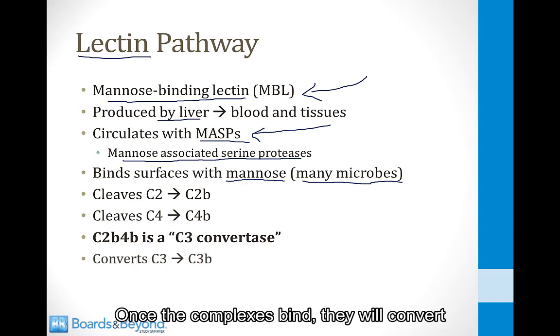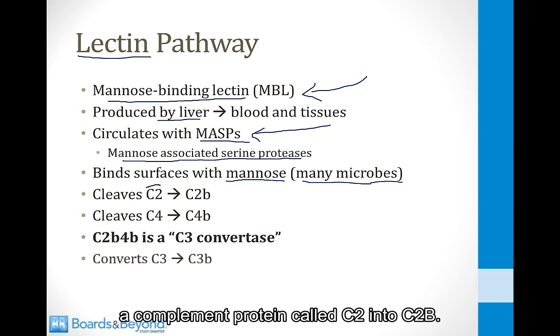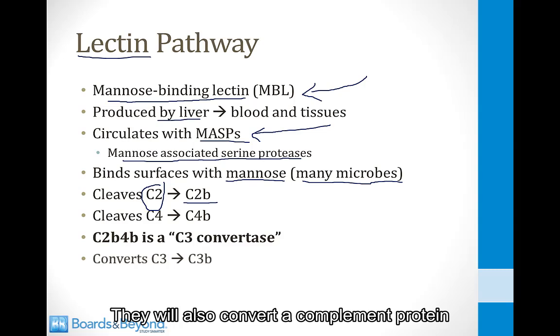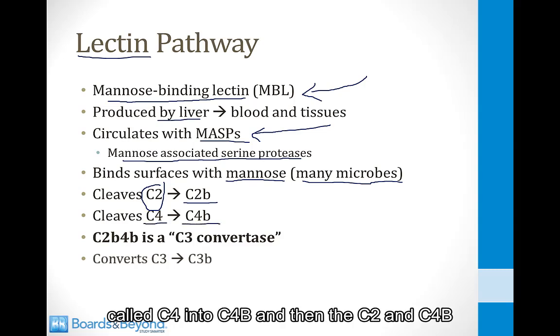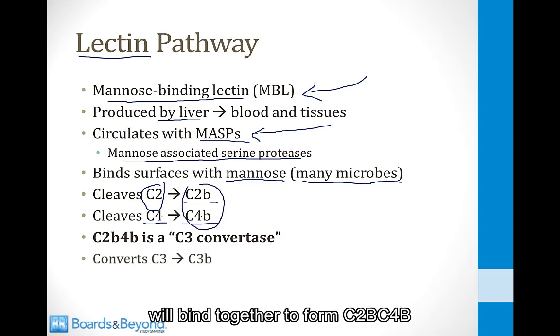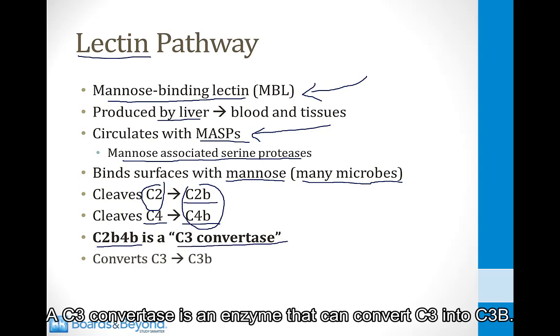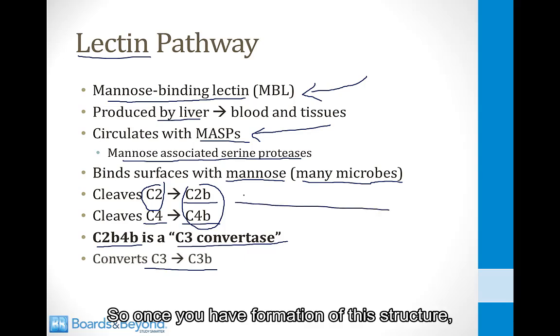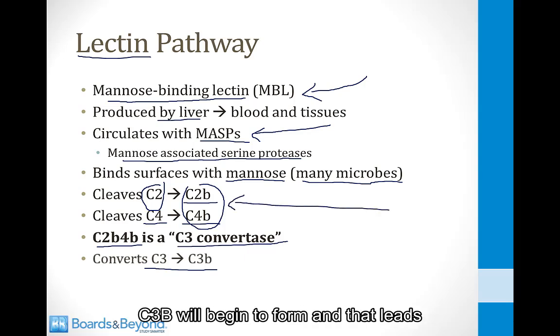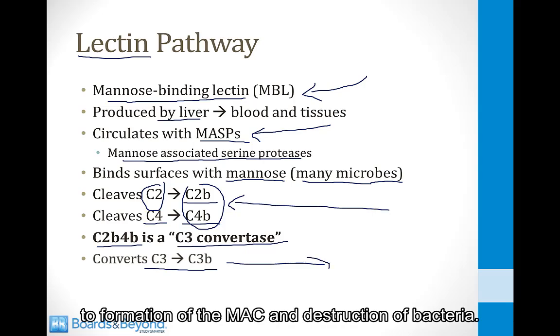Once the complexes bind, they will convert a complement protein called C2 into C2b. They will also convert a complement protein called C4 into C4b, and then the C2b and C4b will bind together to form C2b,C4b, and this molecule is a C3 convertase. A C3 convertase is an enzyme that can convert C3 into C3b. So once you have formation of this structure, C3b will begin to form, and that leads to formation of the MAC and destruction of bacteria.